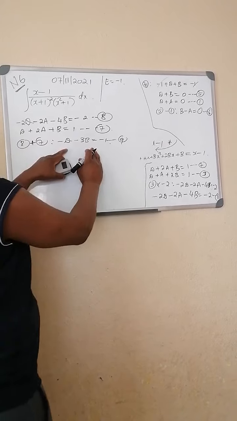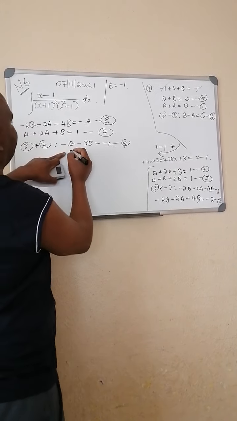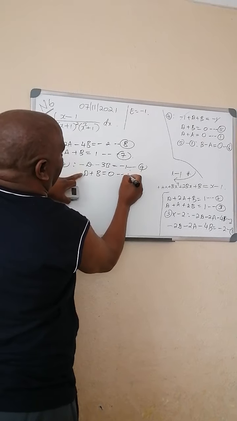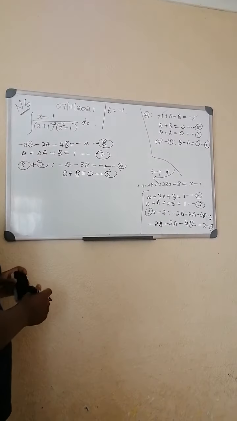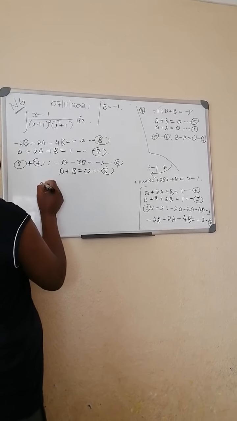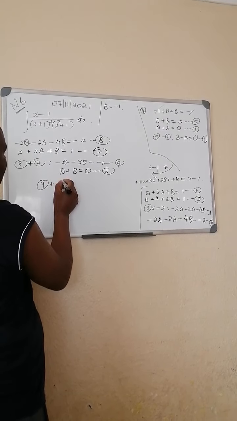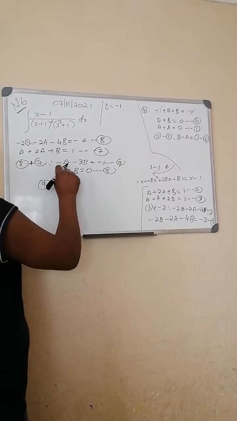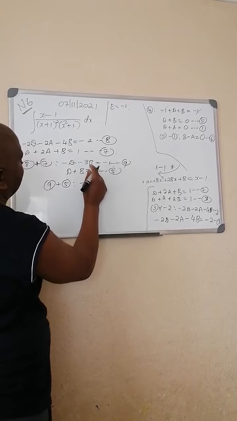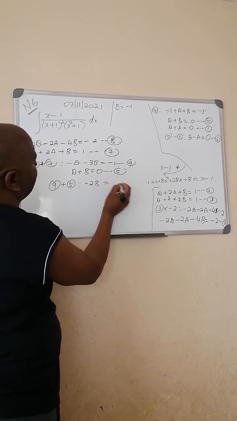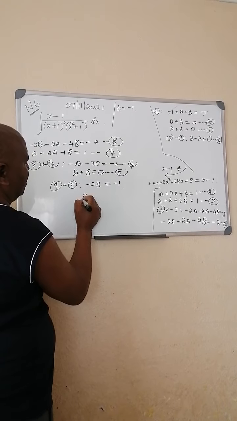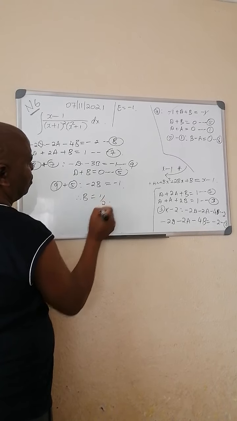I've got D and B here. Where else do I have D and B? I've got d plus b equals 0 as equation 5. Now let's add equation 9 plus 5. What do we have? The D falls down. Minus 3B plus B equals minus 2B. And then this gives minus 1. Now therefore b equals 1 over 2.